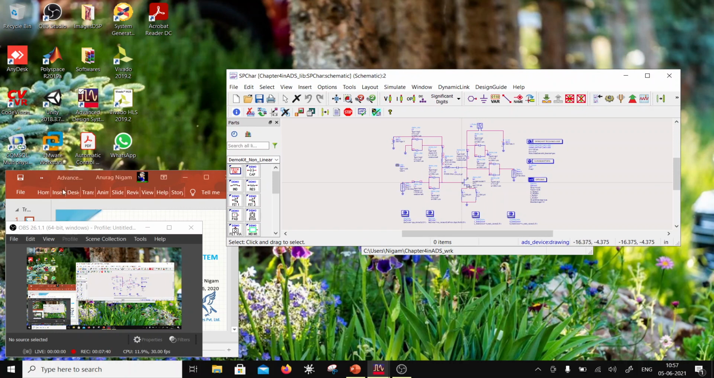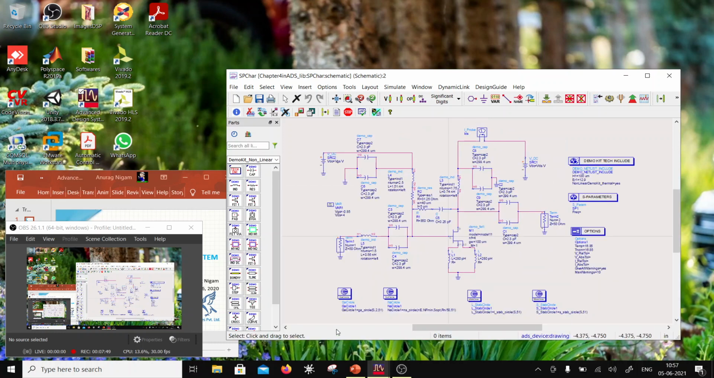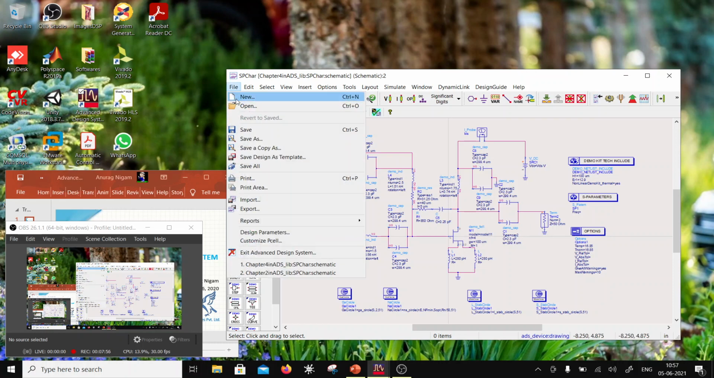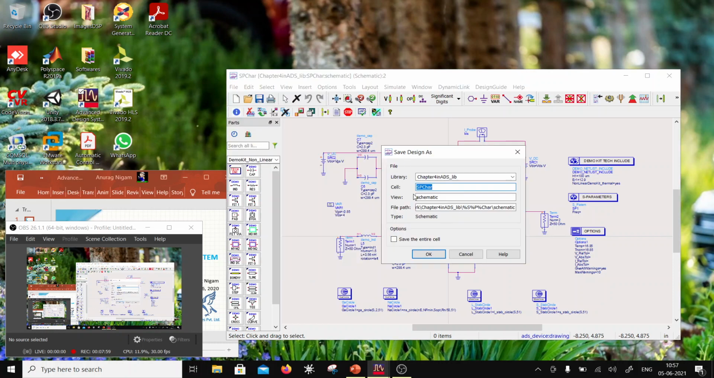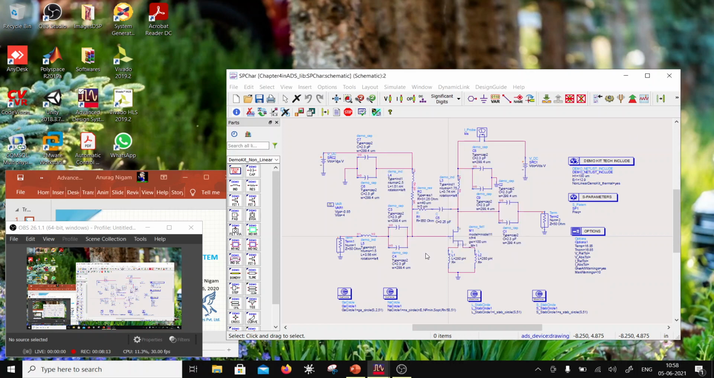Now one more thing I want to tell you is, I want you to make a symbol for this, right? Like in chapter 3 I made a symbol. So I'm going to quickly make a symbol for this. So I'm going to say file, save as. I would say SS, small signal gain block, right? So SS gain, and I would say okay.